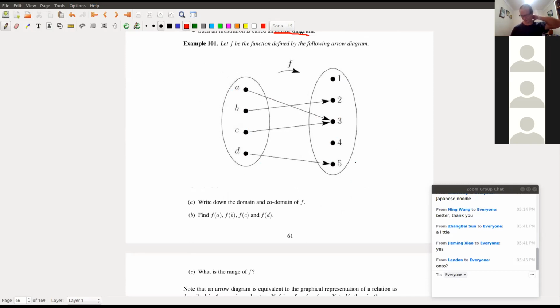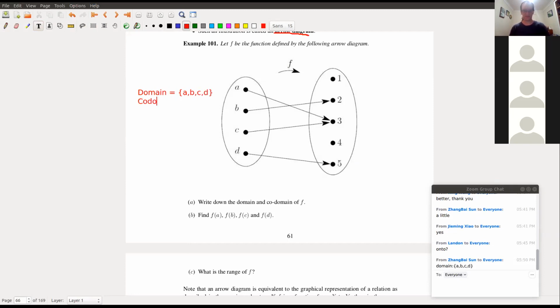Does anyone want to write that down? See if we're clear on what these things mean, as set notation. So what do I put in here? Yay, good, someone did it. A, B, C, D.